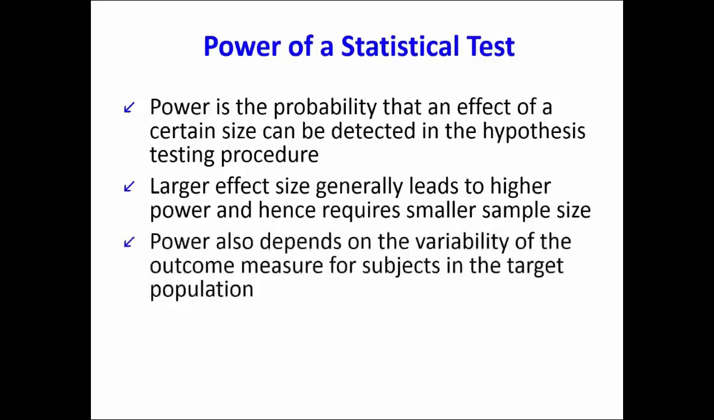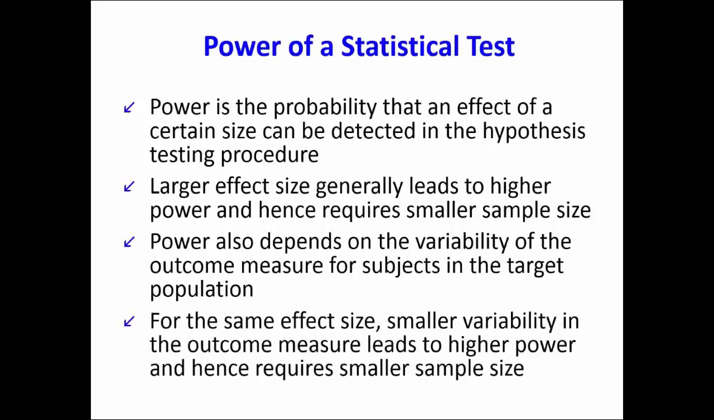Also, the power depends on the variability of your outcome measures. If the variability is large, so when the noise level is high, then it's harder for us to detect a signal, a true drug effect there. So the larger the variability is, the larger the sample size required. For the same effect size, if we fix the effect size, then smaller variability, so a more accurate measure of the outcome variable, will lead to higher power, and hence would require a smaller sample size.